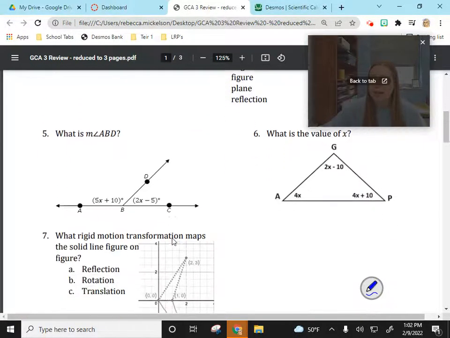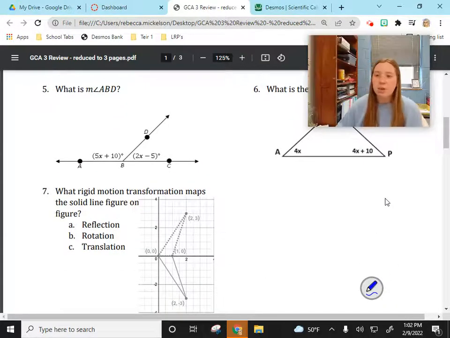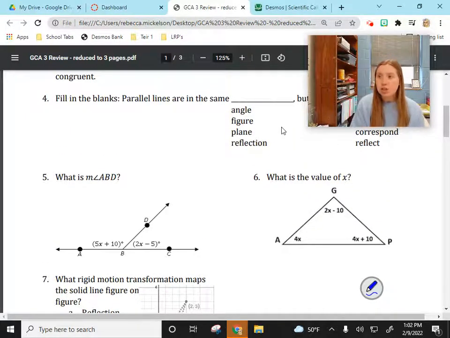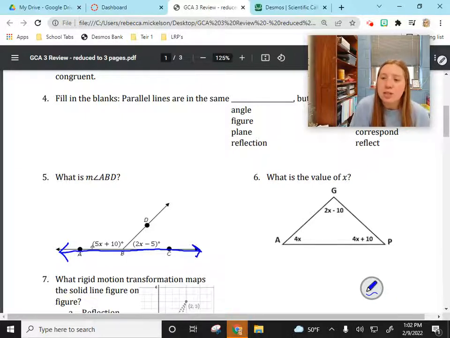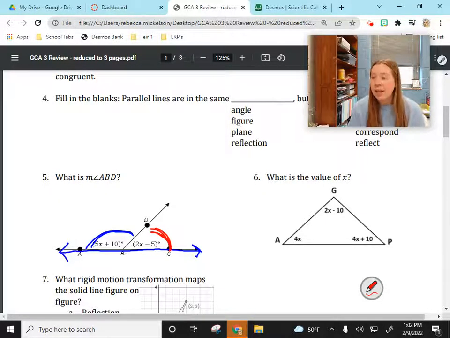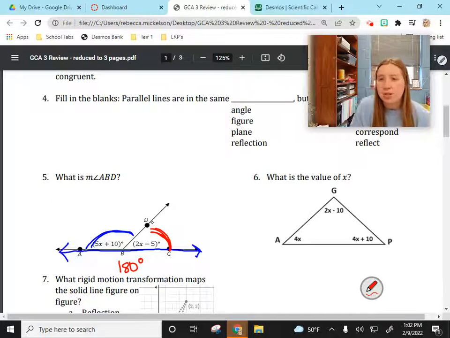Question number 5 is going back to what we know about our straight angles. I'm actually going to slide this up a little bit. We call these two angles, both sides of my straight angle, a linear pair because they form together to make a line. We know that a straight angle measures 180 degrees. So when I add those two angles together, 5x plus 10 plus 2x minus 5, this should equal 180 degrees.